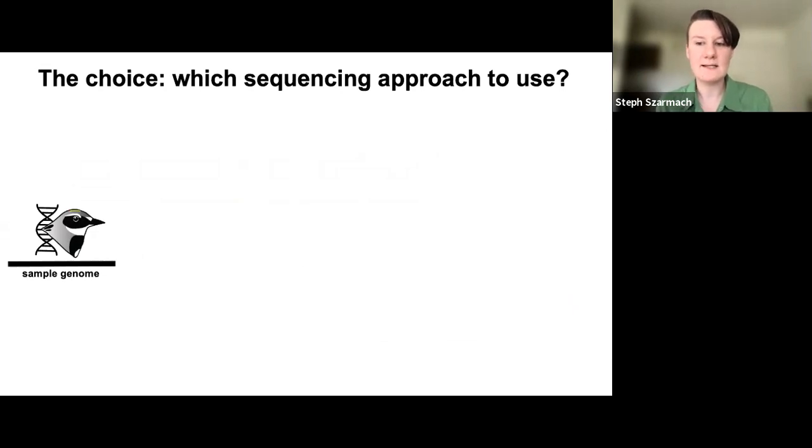But when designing a study, you have an important choice to make: which sequencing approach you'll use. The main difference between the methods we're going to discuss here is how much of the genome you're actually sequencing. Here, I will briefly outline the 3 methods that we compared in the study. All 3 of the methods start with the same input, sample DNA that we collected from a bird.